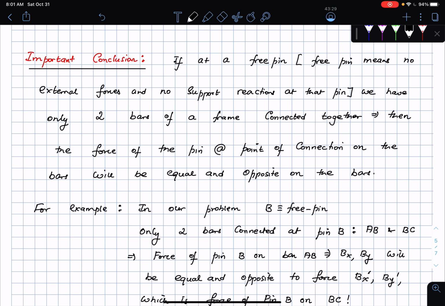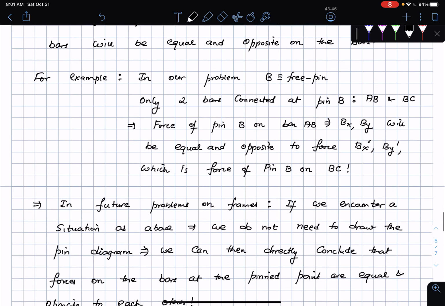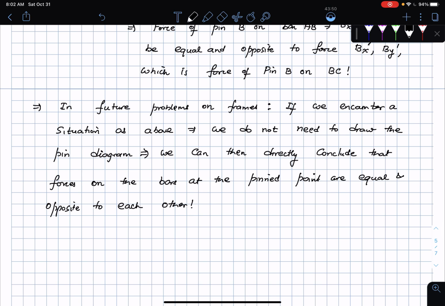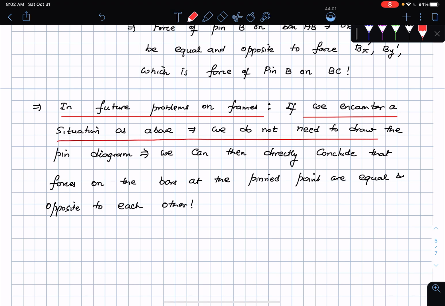At the pin B, I have the bar AB and the bar BC connected together. At the point of connection, there are no external forces and no support reactions on the pin at B, which means that the force on the bar AB and the force on the bar BC at the point B will be equal and opposite. Beautiful. Which means now, and in the future, if I come across this situation, I'm not going to draw the pin diagram again. So in future problems on frames, if we encounter such a situation, we do not need to draw the pin diagram. I will just directly mark it on the bars themselves.